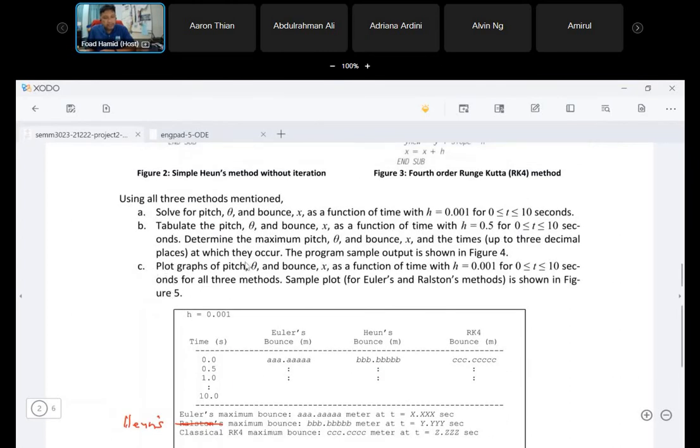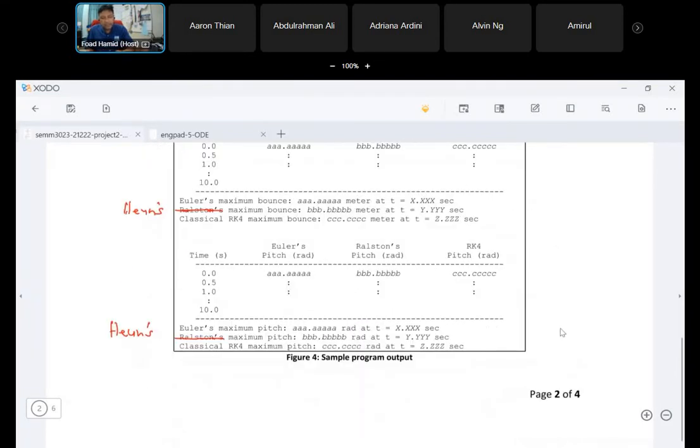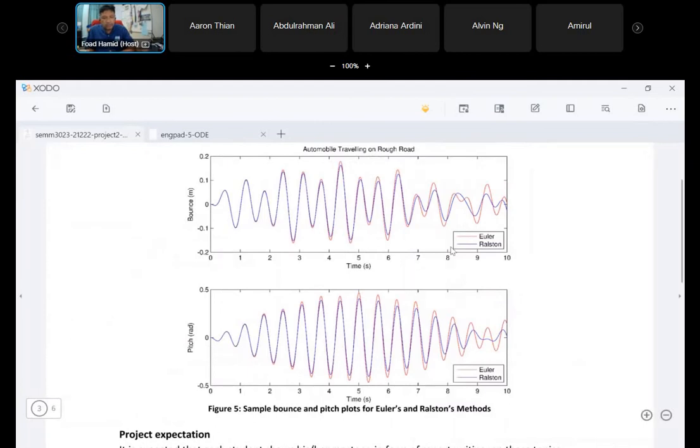And then part C, plot graph of pitch and bounce as a function of time with h equal to 0.1, 0.01 for t, and for all 3 methods. Sample, sample. Yang this one, because I do not have time to draw for all 3, but I draw for only Euler and Ralston. But in your case, you need to show all 3: Euler, Heun's, and RK4. Okay, all 3. So the whole idea is to see the accuracy of all the 3 methods.